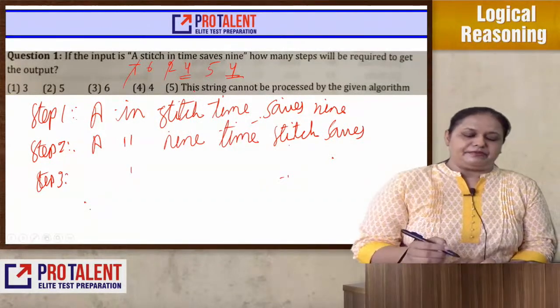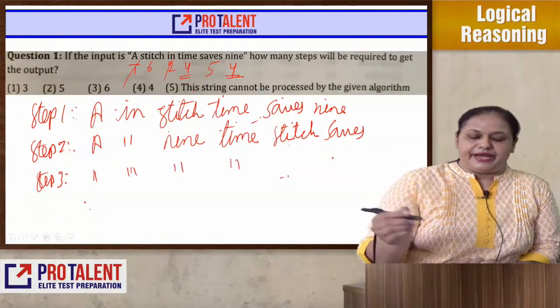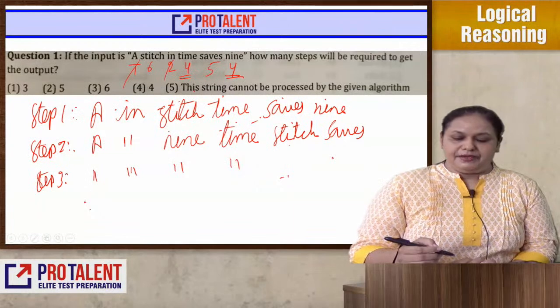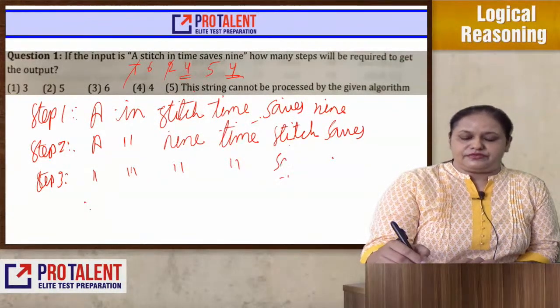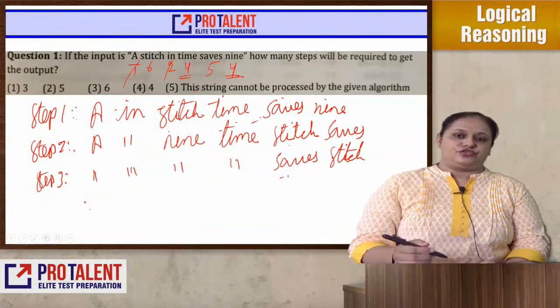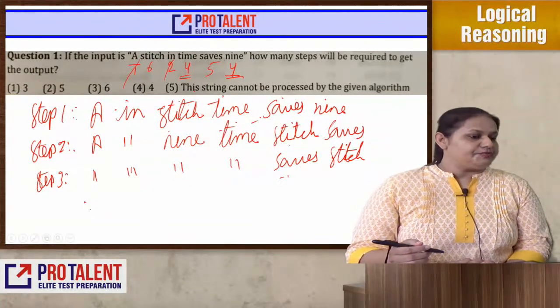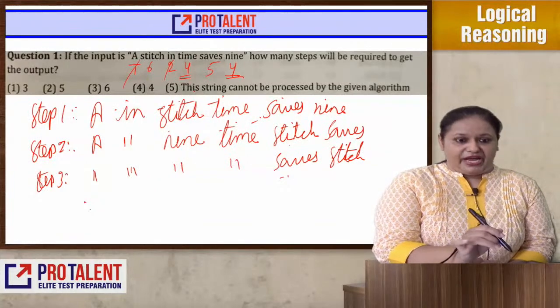Okay, then step number 3. What would be my step number 3? A in 9 time. Now it is going to be 5-letter word saves, right? And automatically it comes with STITCH. So then this is going to be there. Okay, fine. Anyways, so this is how we have to go with it.